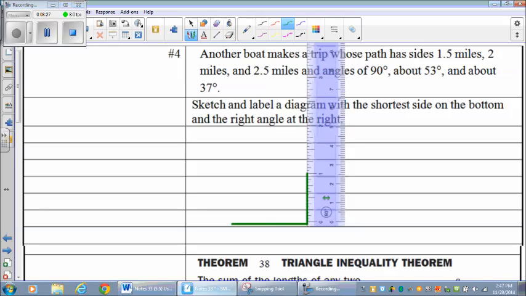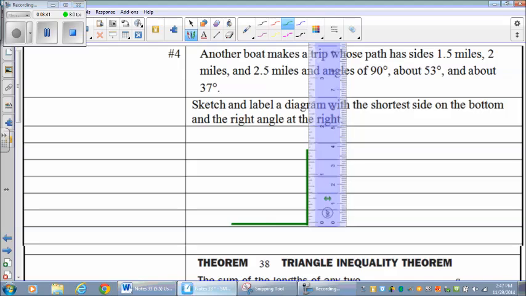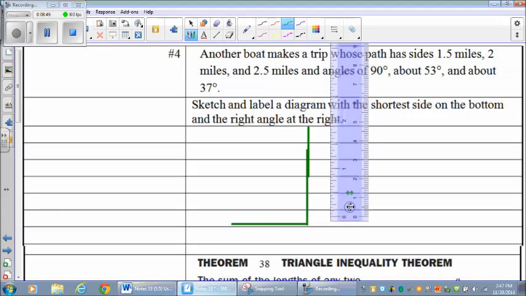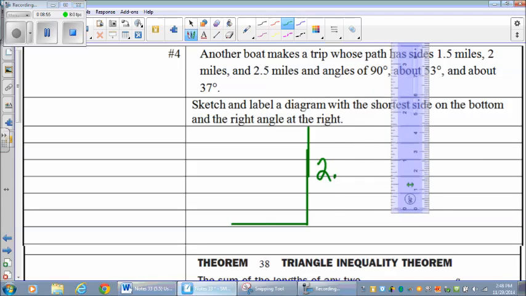This one's going to be my 2. Right there. Oh, went too far. Let me erase a little piece. Whoa. Okay. I did not erase a little piece. That to a 2 again. Okay. And then my last, this will represent my 2 miles.